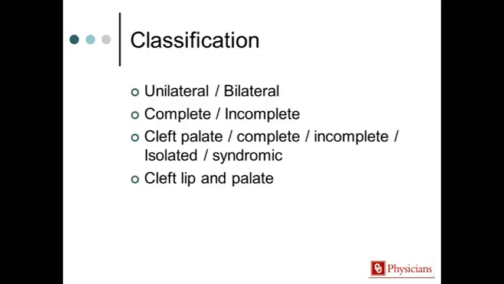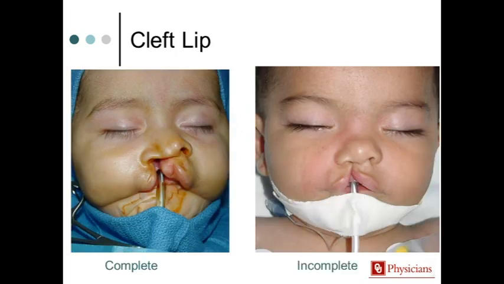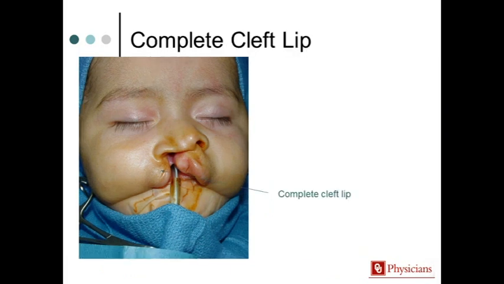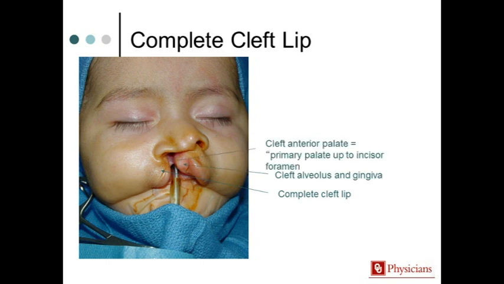Classification: we have either unilateral, bilateral, complete, incomplete, cleft palate, which could be complete or incomplete, isolated or syndromic, and cleft lip and palate together. This is a cleft lip, this is a complete cleft, and this is incomplete. The complete cleft lip has cleft alveolus and gingiva, cleft anterior palate, primary palate up to the incisive foramen, and severe nasal deformity.